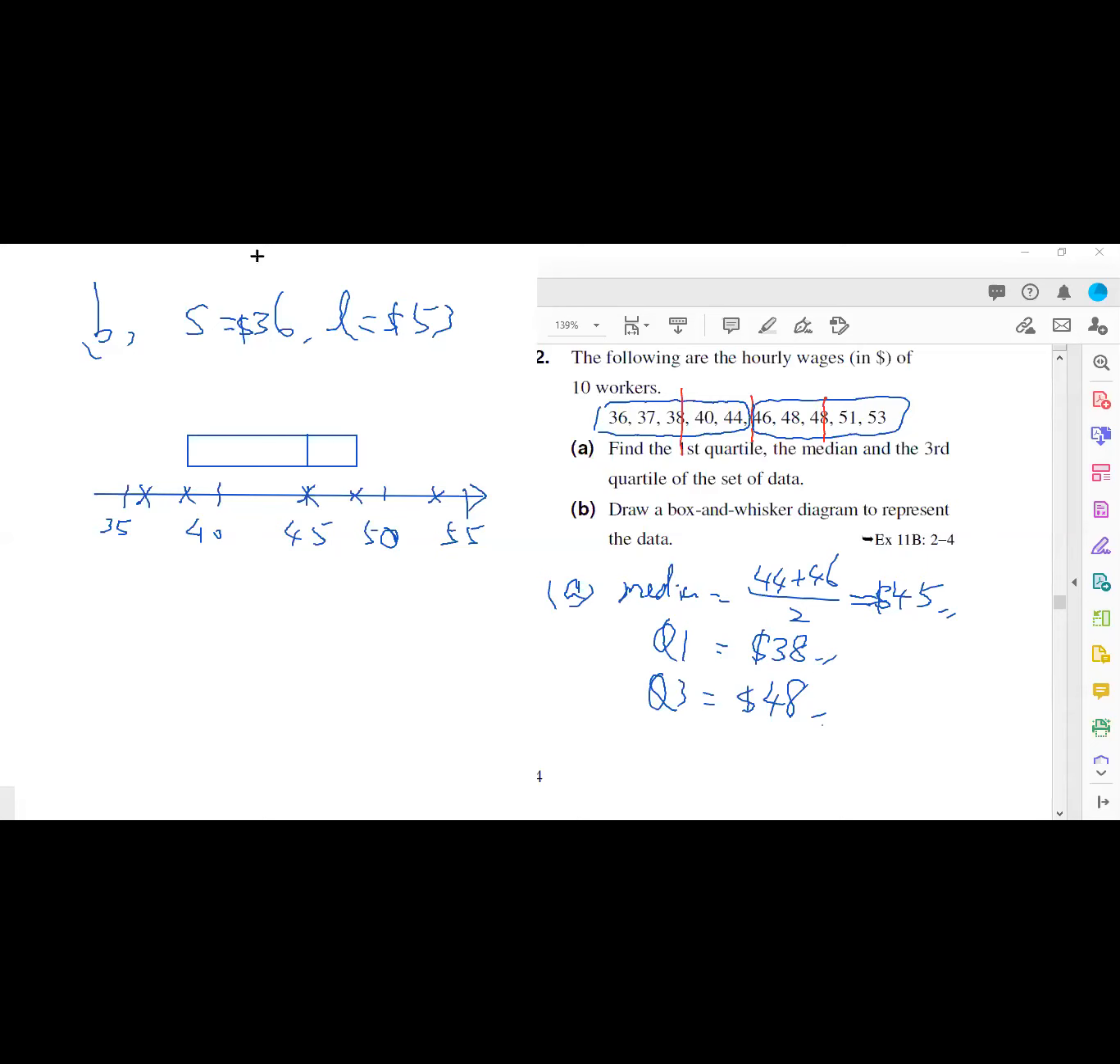And then we draw the tails, left tail and right tail, like this. So that is the final answer. Is that all right?